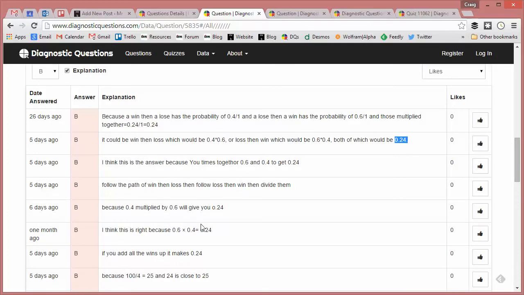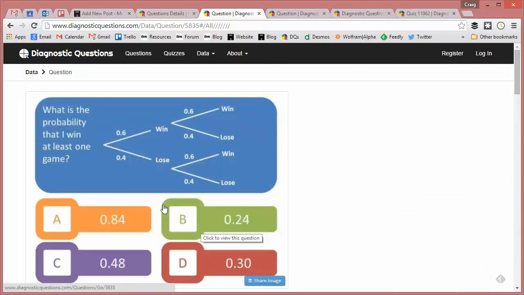So students who are going for 0.24 are displaying two different things. Some of them believe that you just travel down one branch and there's only one way to win at least once. But more interestingly than that, some students have noticed that there's two ways to win exactly once. But as both those probabilities are the same at 0.24, they're leaving it at that. So the answer is 0.24. And that's a misconception I never encountered before. But the more you think about it, that is something quite logical that a student could think.